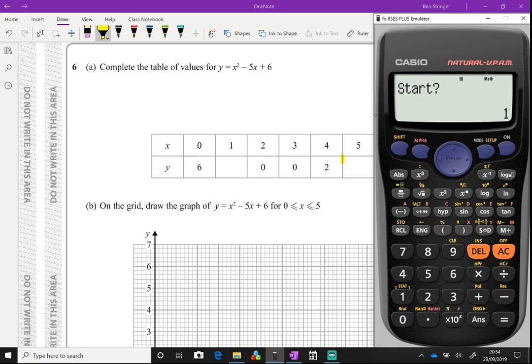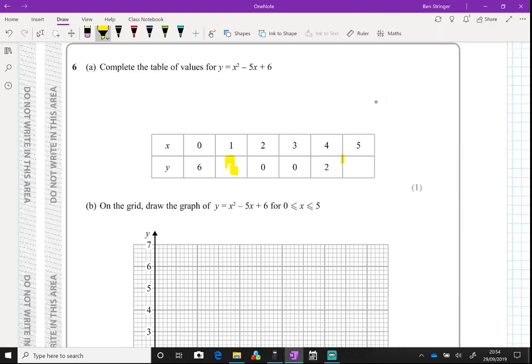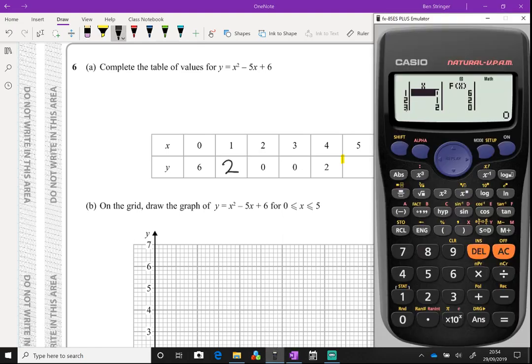Now I want to start the table at 0. These are for the x values. I want it to end at 5 for this particular one. I want it to go up in steps of 1. It's already got 1 in there. Equals. So when x is 0, y is 6. Yeah, we got that. When x is 1, y is 2. I need to scroll down the table a little bit. When x is 3, y is 0, we got that there. When x is 4, y is 2, yep, we got that. And when x is 5, y is 6.